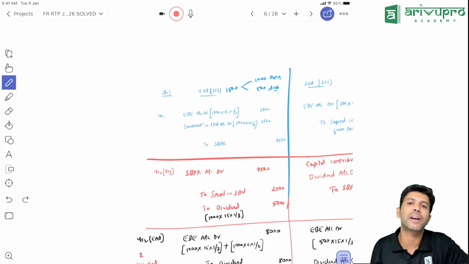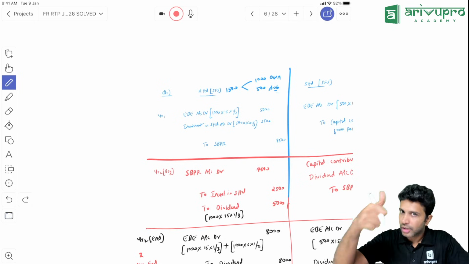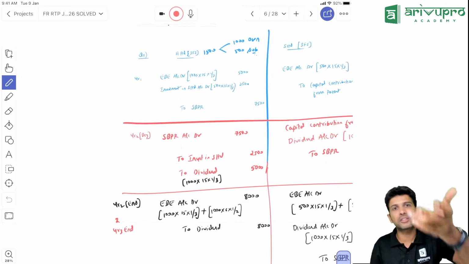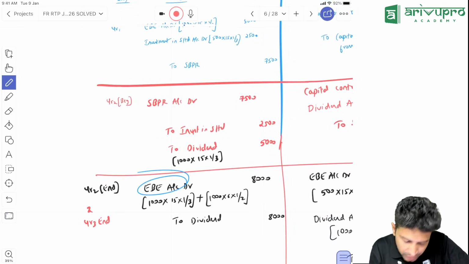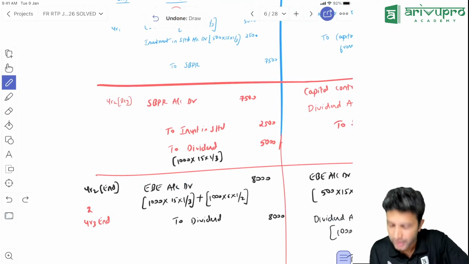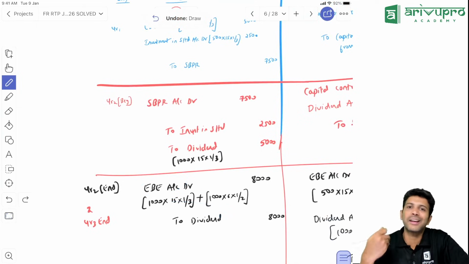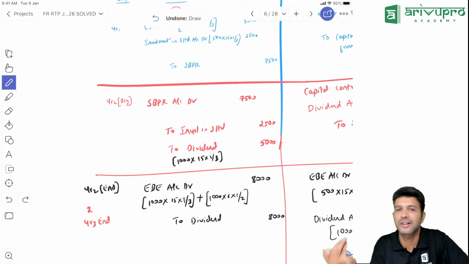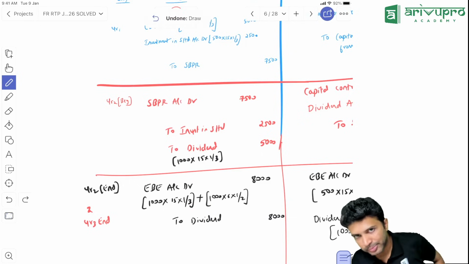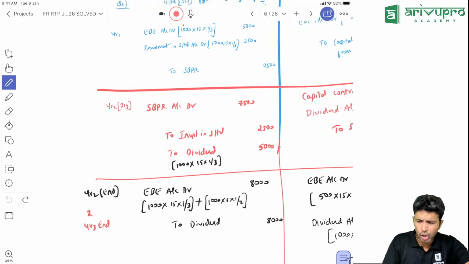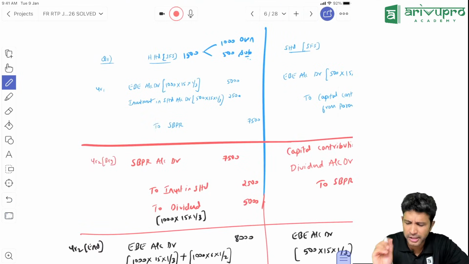So the subsidiary is giving some benefit to the parent again. For the second year, what entry will pass? Since it is the parent's employee, the parent will pass the entry: employee benefit expenditure account debit. They can't credit SBPR because the parent is not giving shares. Who's giving shares? Subsidiary. So you will credit dividend. This is a journal entry: employee benefit expense account debit to dividend. The original expenditure of employee benefit expenditure will continue.